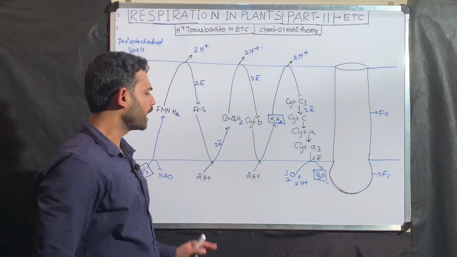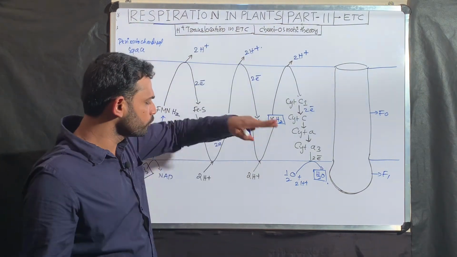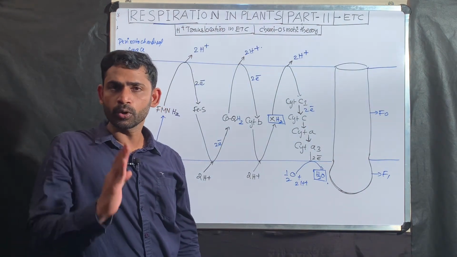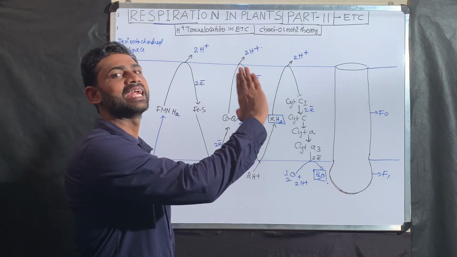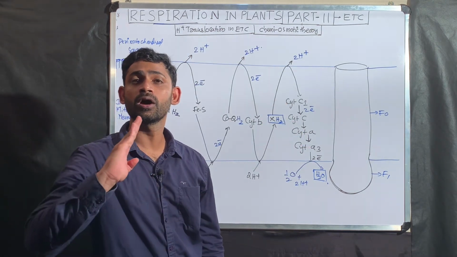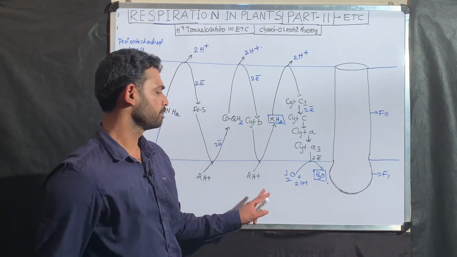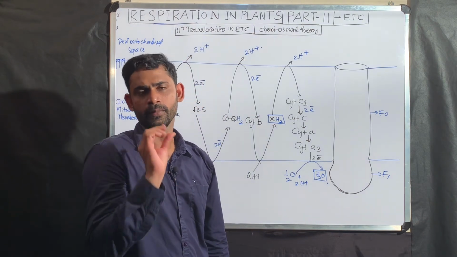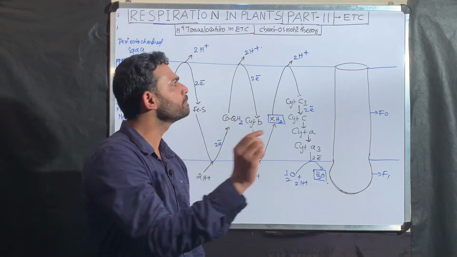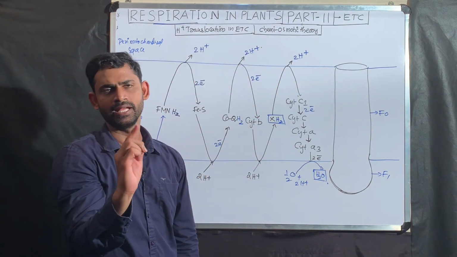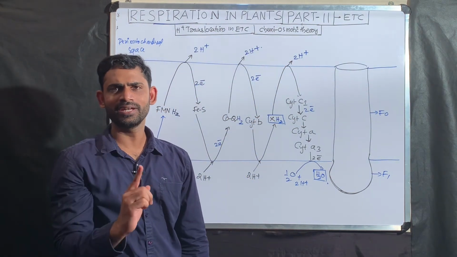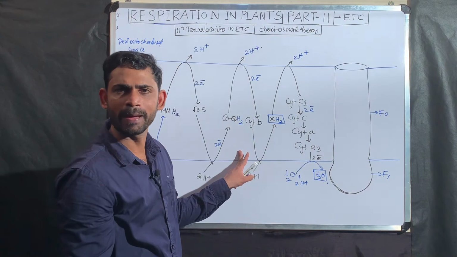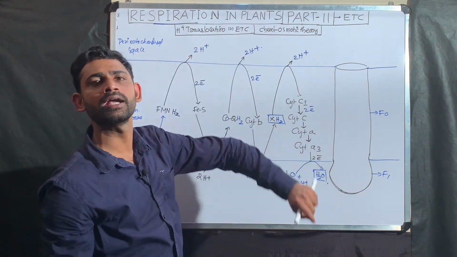Anyhow, while electrons are moving, protons move from the matrix to the space. That means there is a creation of proton motive force or proton gradient. Proton gradient means what? Proton difference. Between which environment? Between the matrix and the perimitochondrial space. This is fundamentally important. Proton gradient is a very important term in the chemiosmotic theory. In the electron transport chain or oxidative phosphorylation, the proton gradient is formed across the inner mitochondrial membrane between the matrix and the perimitochondrial space.